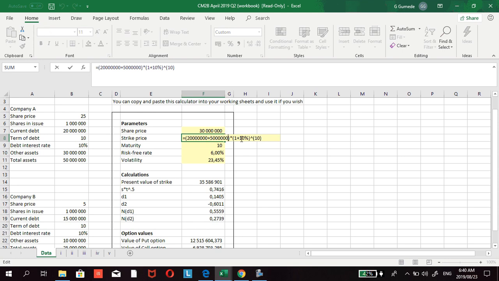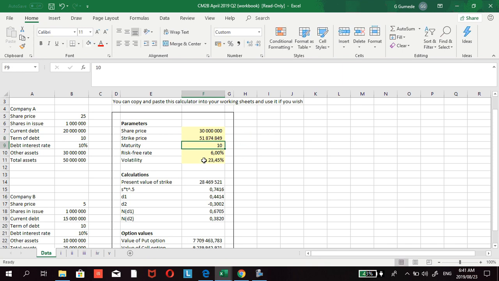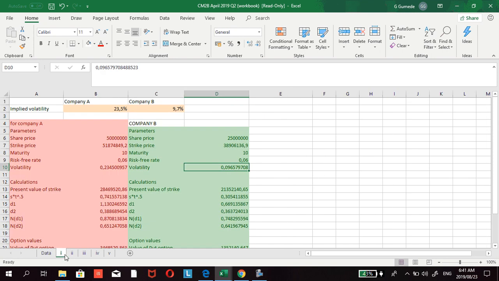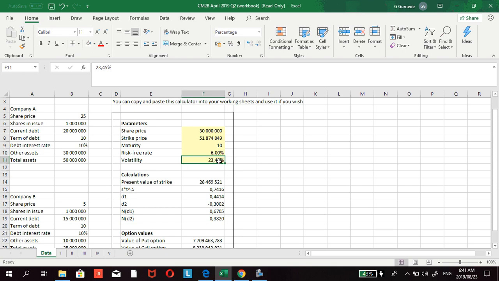My strike price will be, I'm very sorry if I'm boring you. Okay. My strike price will be 15. 123 plus what? 5 million. 123. Okay. Now I need to change my volatility to 9.65. Okay. Because now I'm doing company B. I'm going to have 9.65.